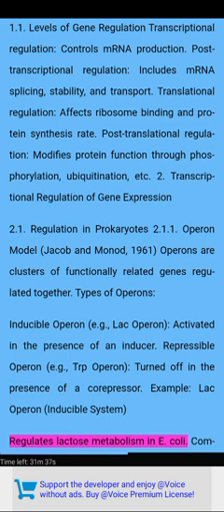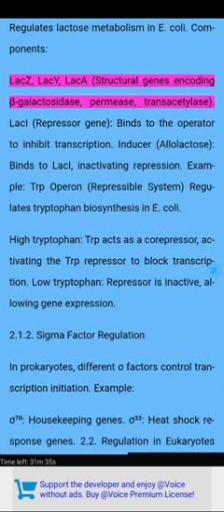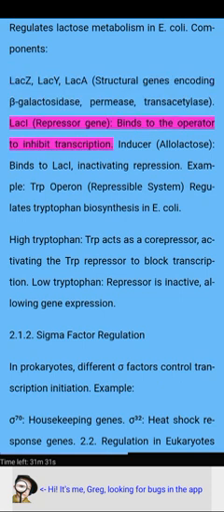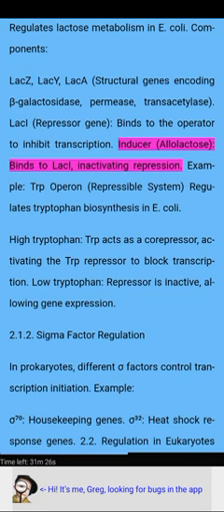Regulates lactose metabolism in E. coli. Components: lacI, lac structural genes encoding beta-galactosidase, permease, transacetylase. LacI repressor gene binds to the operator to inhibit transcription. Inducer allolactose binds to LacI, inactivating repression.